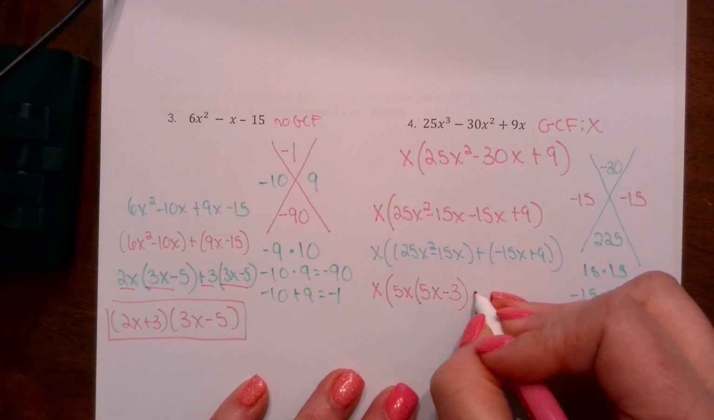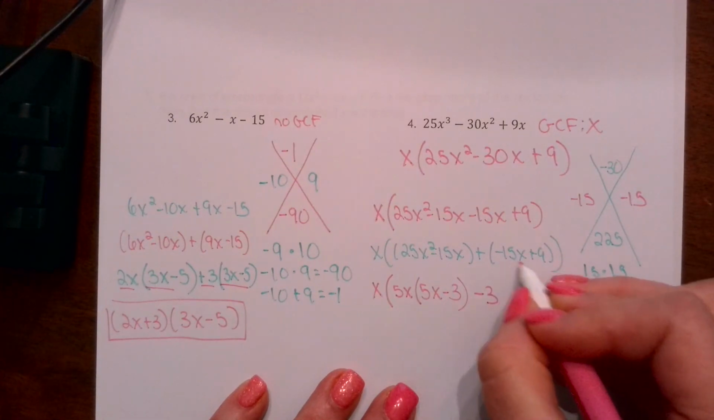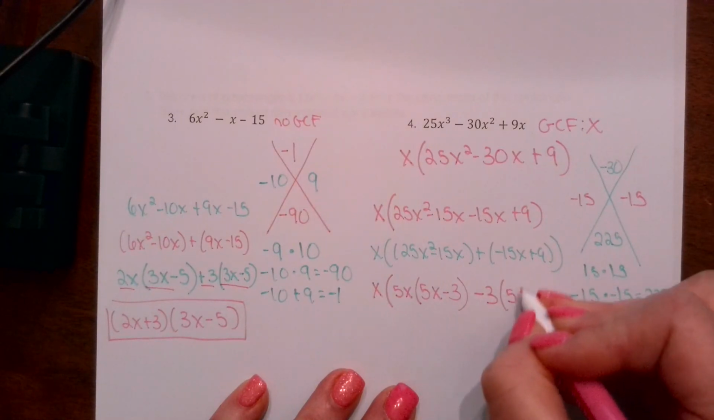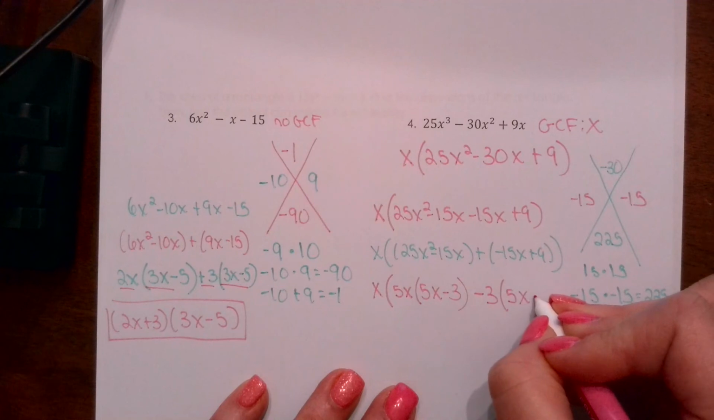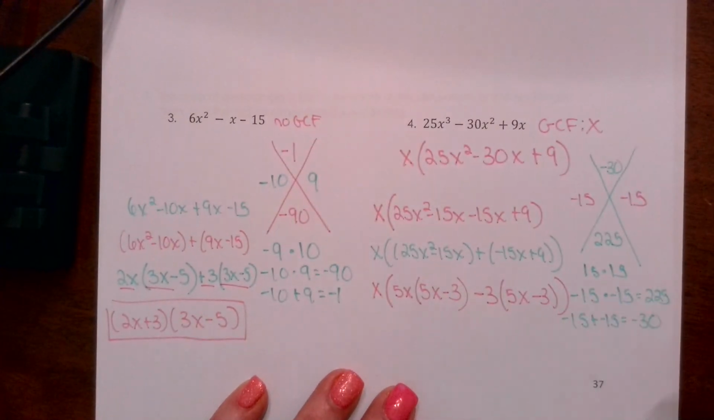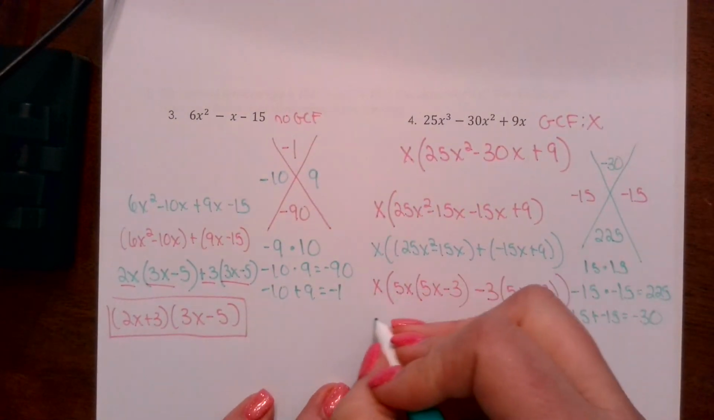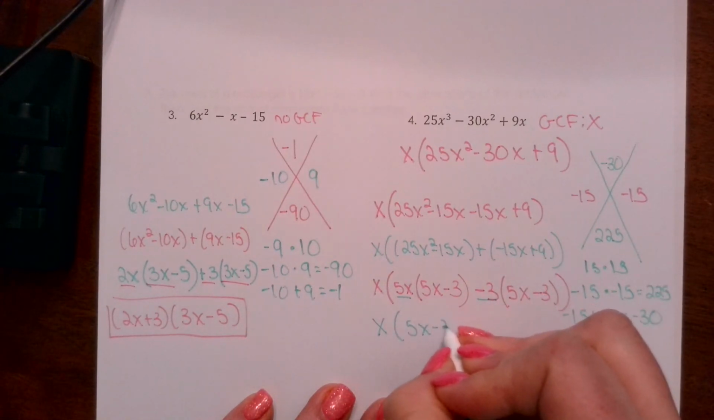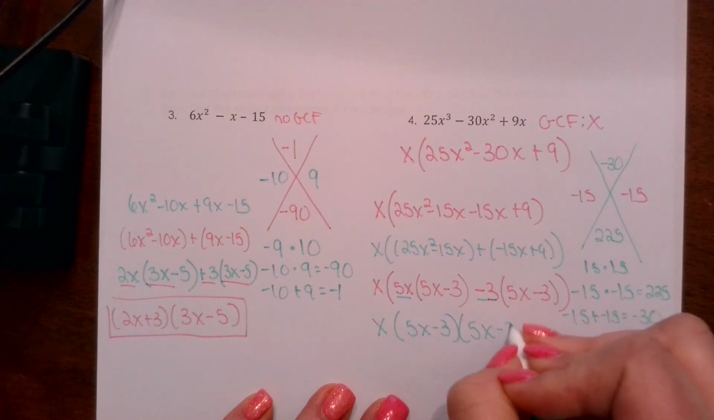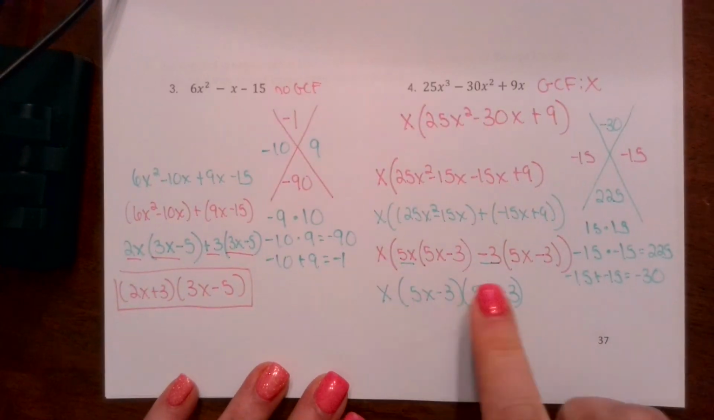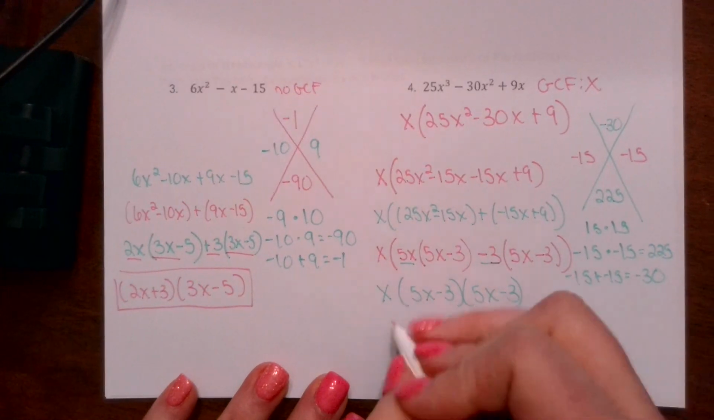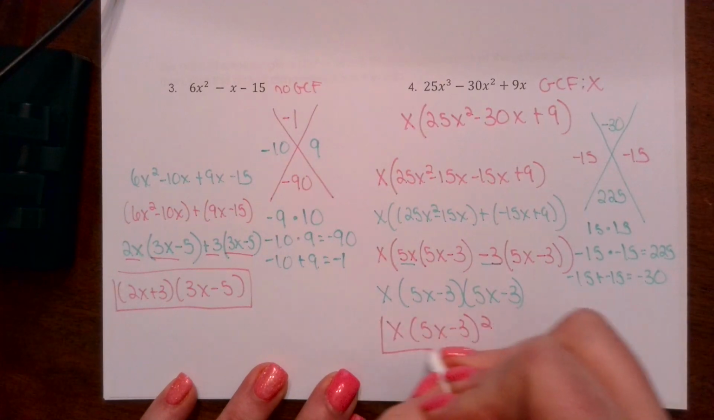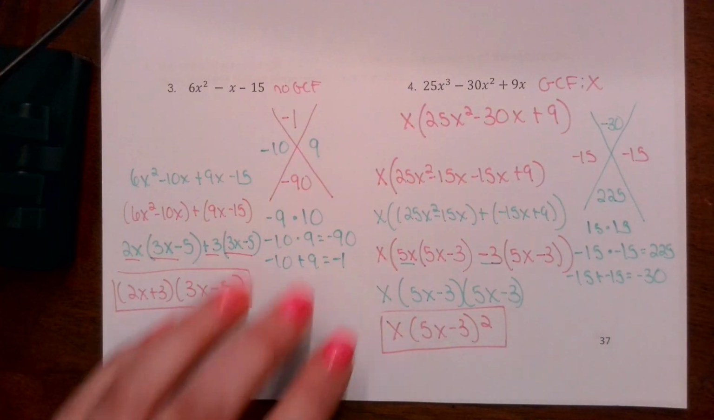Now I'm going to take out a negative 3. Negative 15 divided by negative 3 is 5. And 9 divided by negative 3 is minus 3. Here we go. I've got x times 5x minus 3 times 5x minus 3. Ooh, I have a binomial times a binomial. I've got to recognize that I can go one step further, and that is squared. And now I have factored.